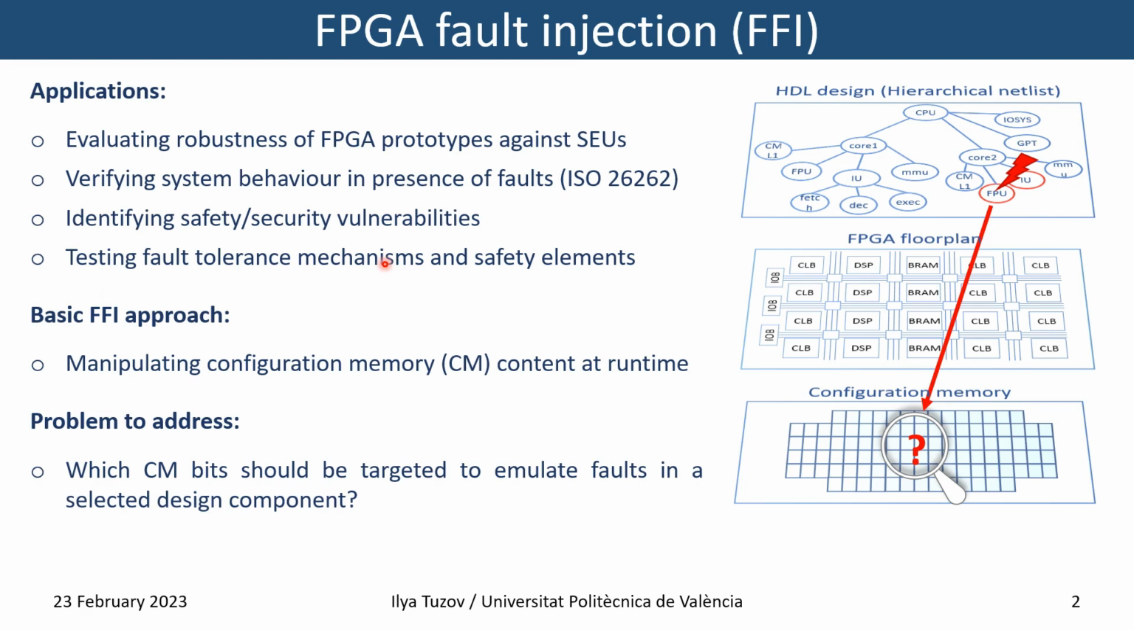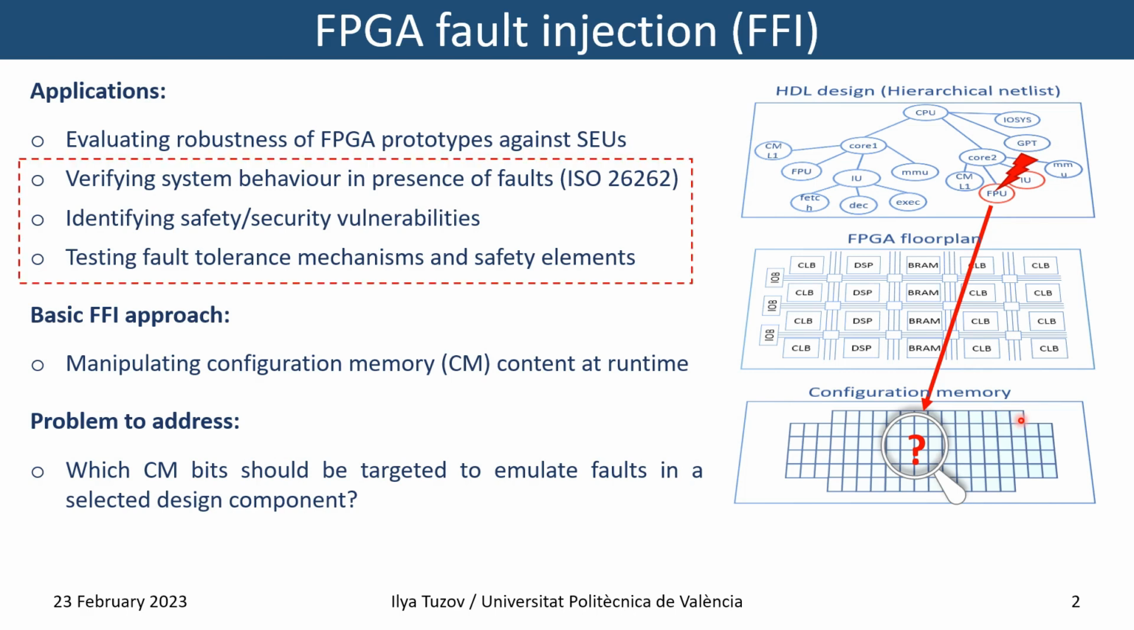In modern FPGAs, faults can be injected by manipulating the content of configuration memory. This method is known as runtime reconfiguration. Most fault injection tools implement this method in one way or another, and to be useful in most of these applications, these tools have to somehow identify relevant configuration bits that should be targeted to emulate faults in individual design components. Unfortunately, the modern design automation tools do not report which configuration bits are used by each component in the design tree.